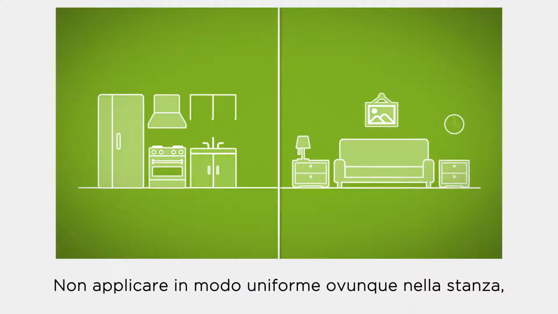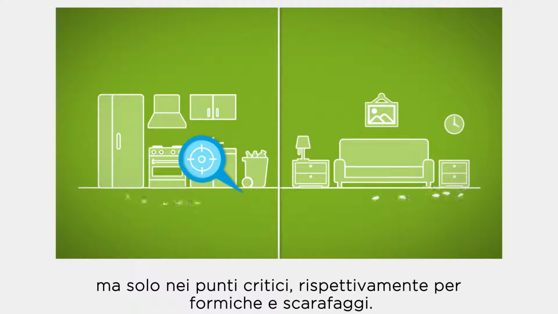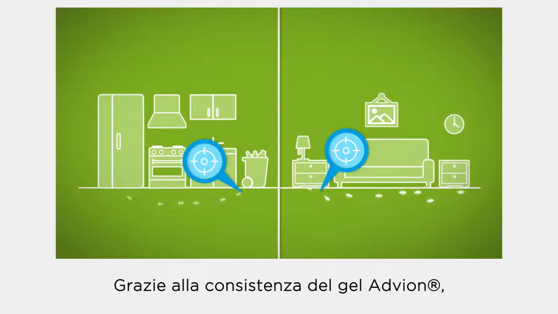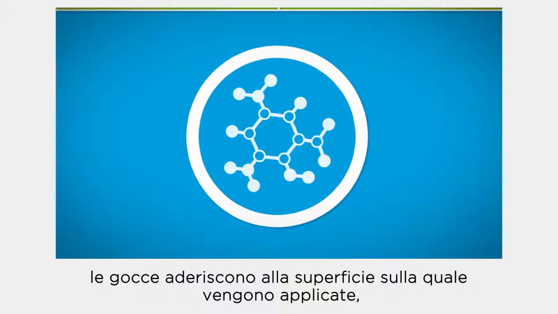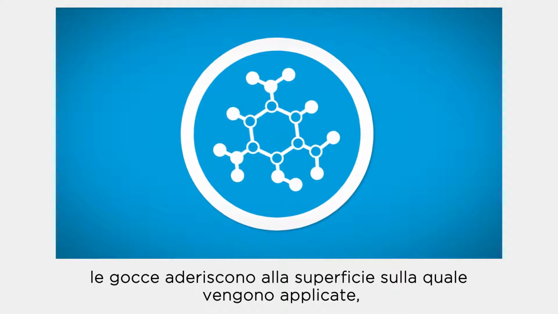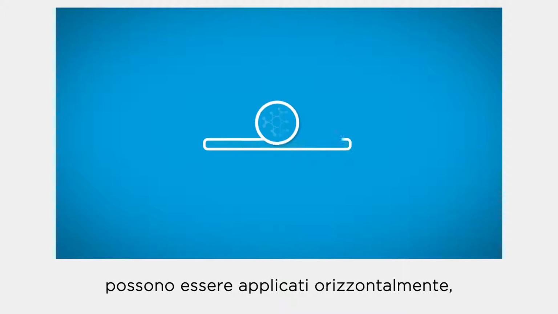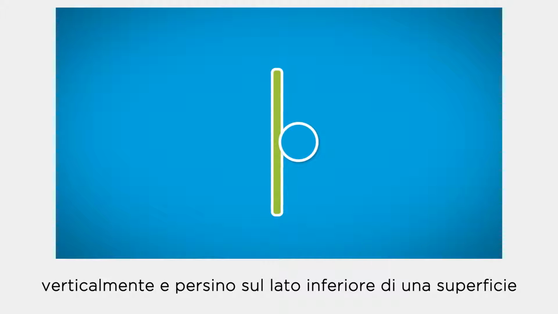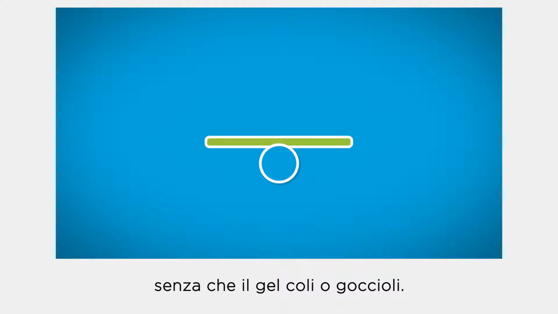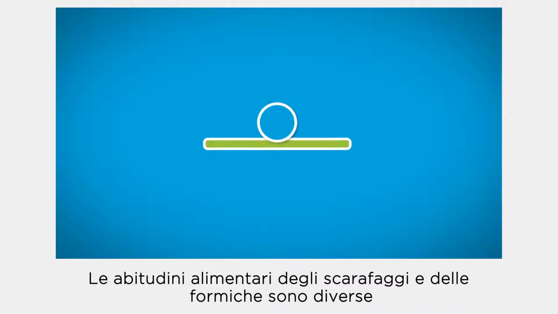Do not apply equally everywhere in the room, but only at the ant and cockroach hotspots. Due to the consistency of Advion gel bait, the spots stick onto the surface where it is applied, and so the gels, but also the bait stations, can be applied horizontally, vertically, and even on the underside of a surface without the gel running or dripping.